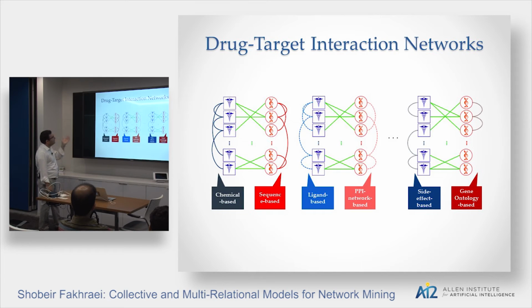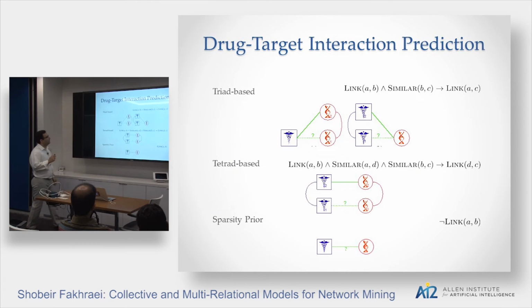So our data looks like this. We know some of the interactions between drugs and targets, and we have similarities between drugs. We have similarities between targets of different types. And then what we want to do is infer whether there are any other interactions in this network. We use our template. We use the triad basis structures. We use the tetrad basis structures, and only the sparsity priors here.